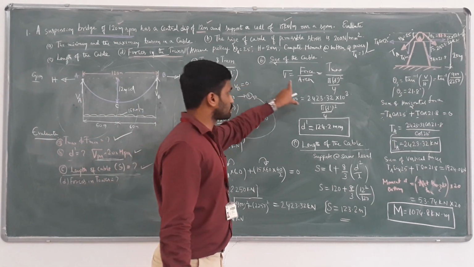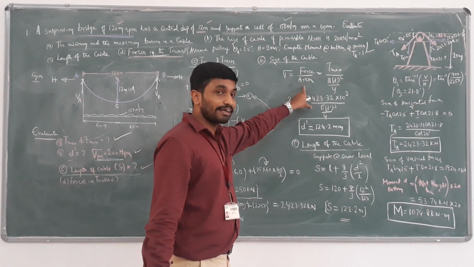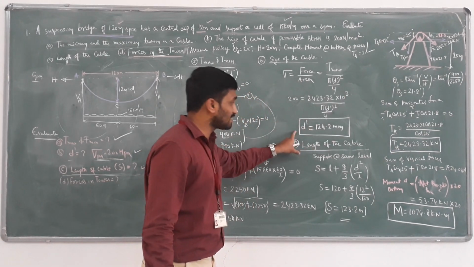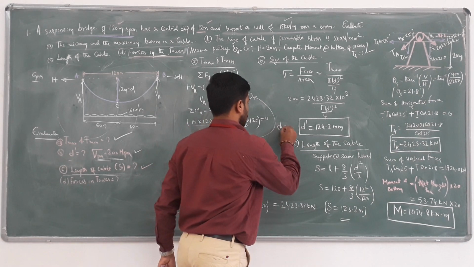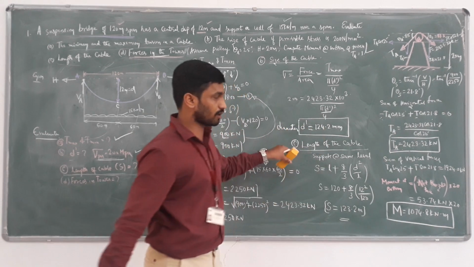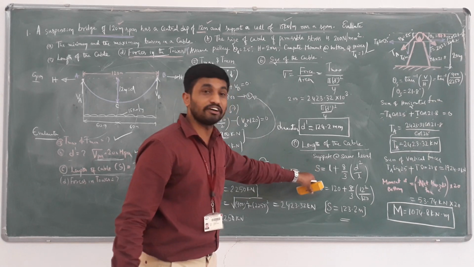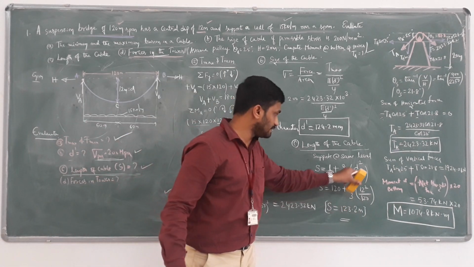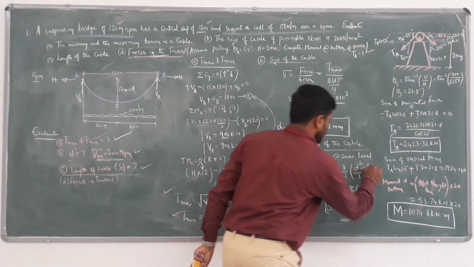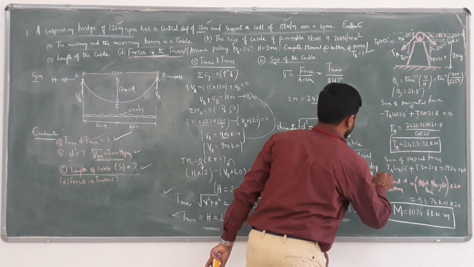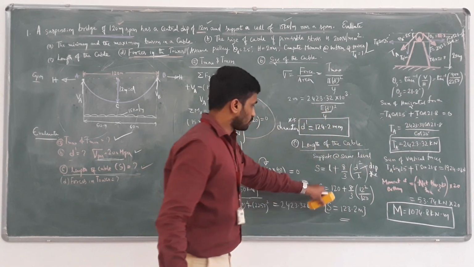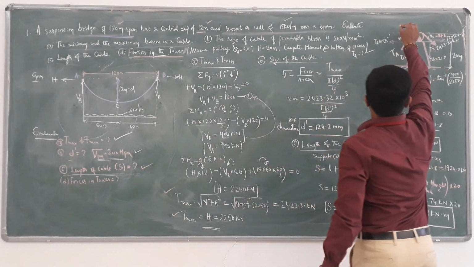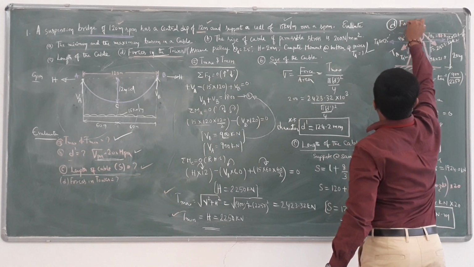In the second I have taken the basic formula, stress is force by area, and I know the stress value. I have evaluated D dash, where D dash is the diameter. Next I have computed the length of cable. I know the equation where the supports are at the same level: S equals L plus 8 by 3 D square by L, where D is the dip. These are some important things you have to remember. Now just substitute the values. I got S.